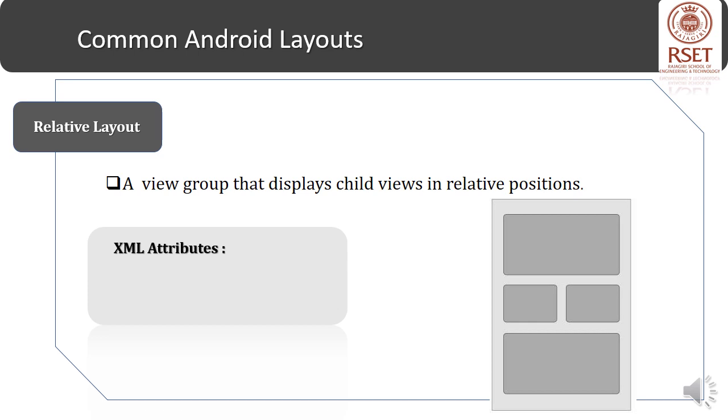Now, some common XML attributes specific to relative layouts include Android ID and Android gravity. Android ID helps to uniquely identify the layout. If you are setting the ID to some value, that particular layout is uniquely identified using Android ID. And Android gravity specifies how an object should position its content on both X and Y axis.